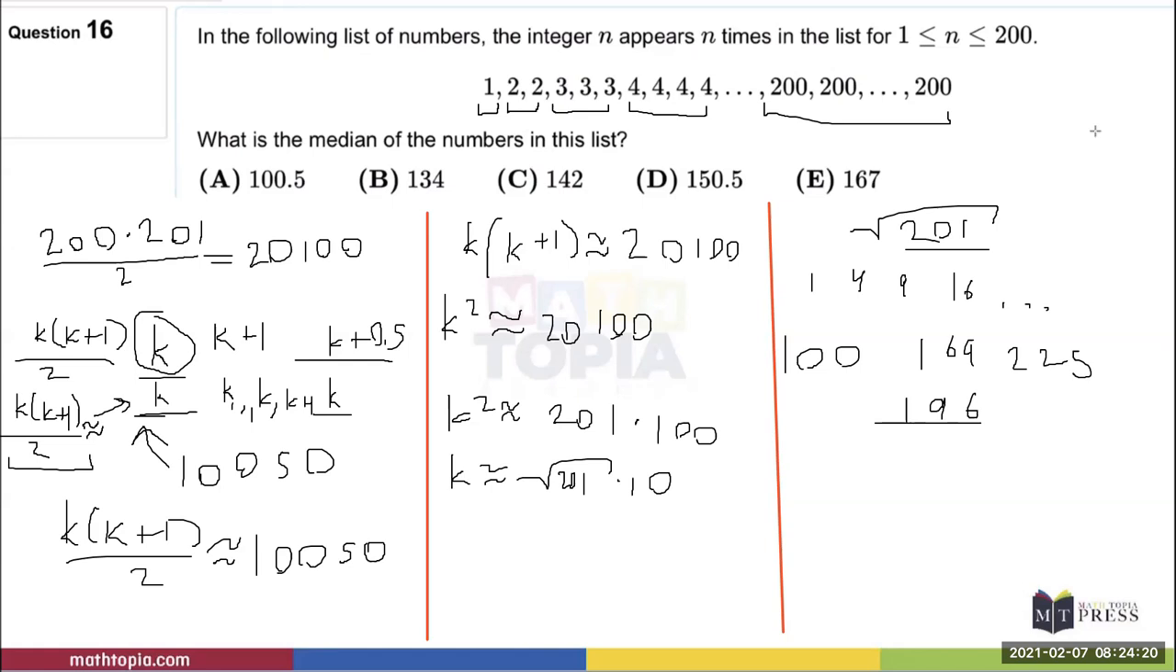So root 201 is about 14, which means that k is going to be about 14 times 10, which is 140. So now we look back at these answer choices, right? And the only one that makes sense in this problem is going to be the one closest to 140, right? Maybe within 1 or 2. So the answer is 142.